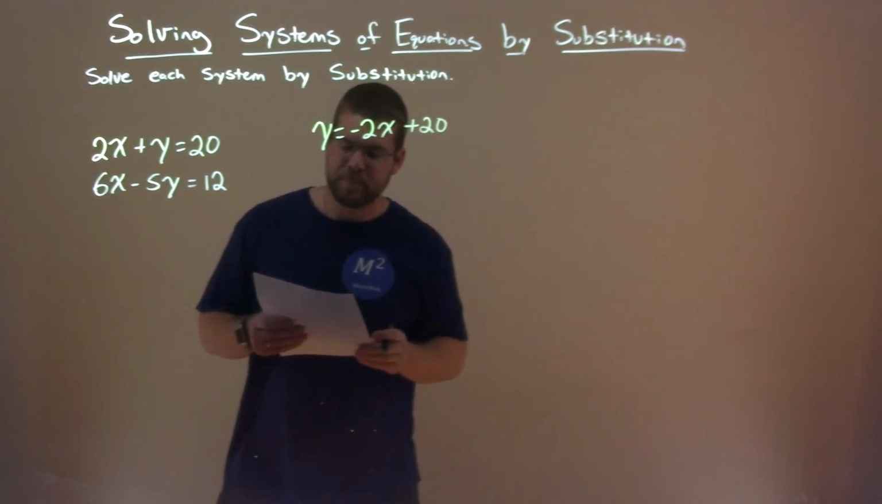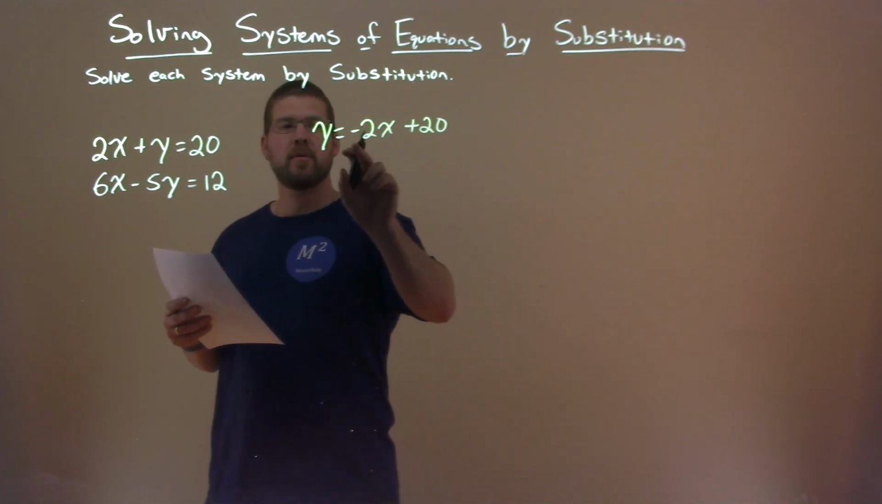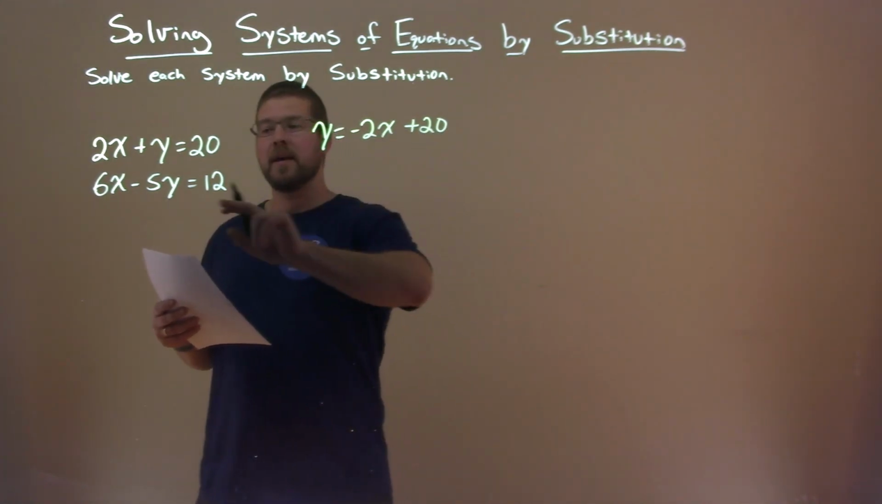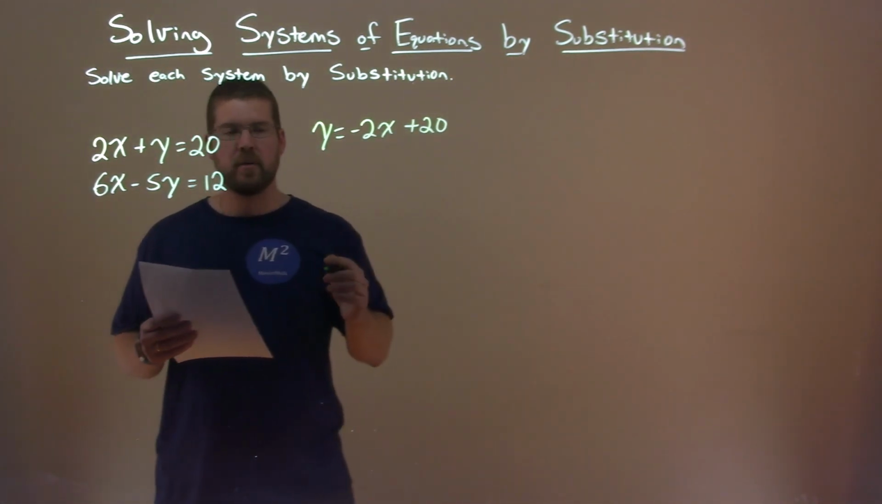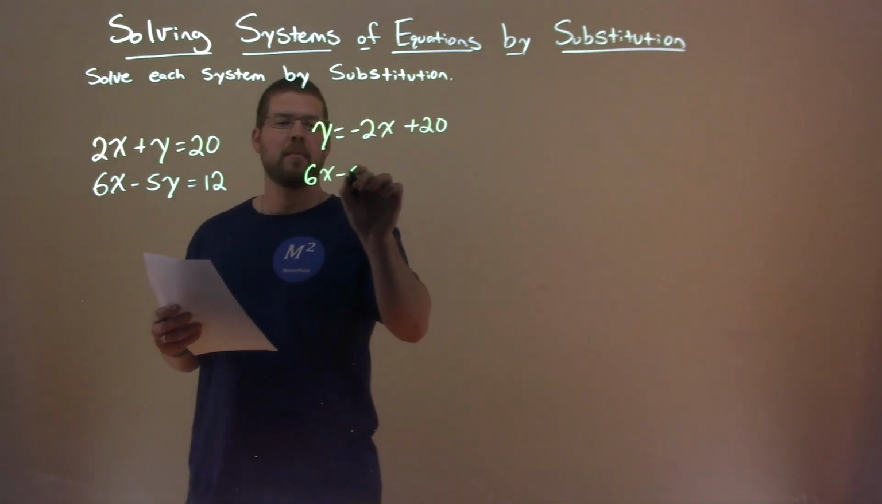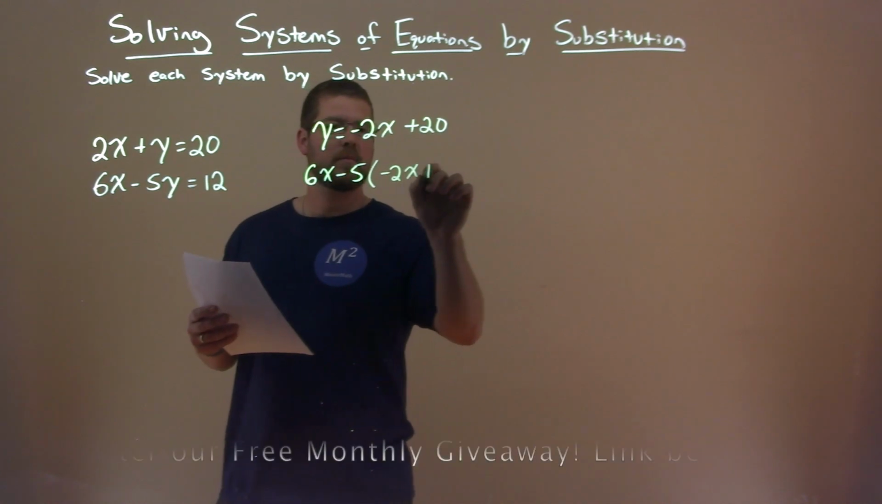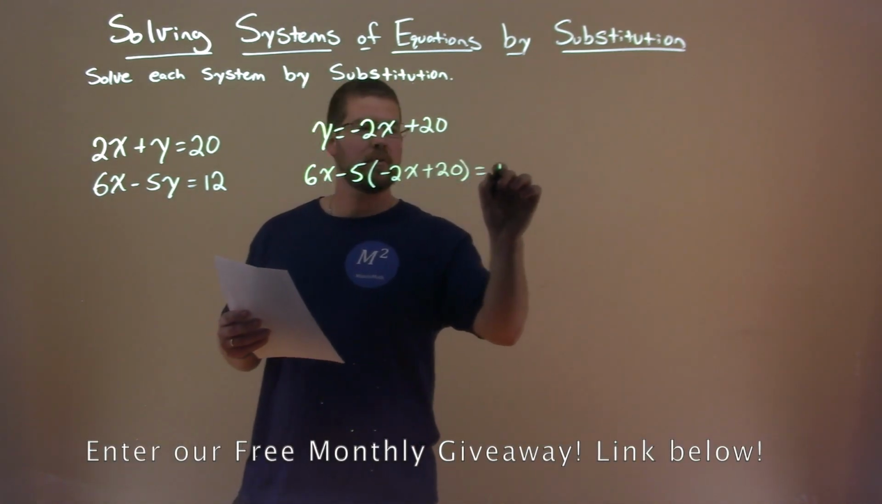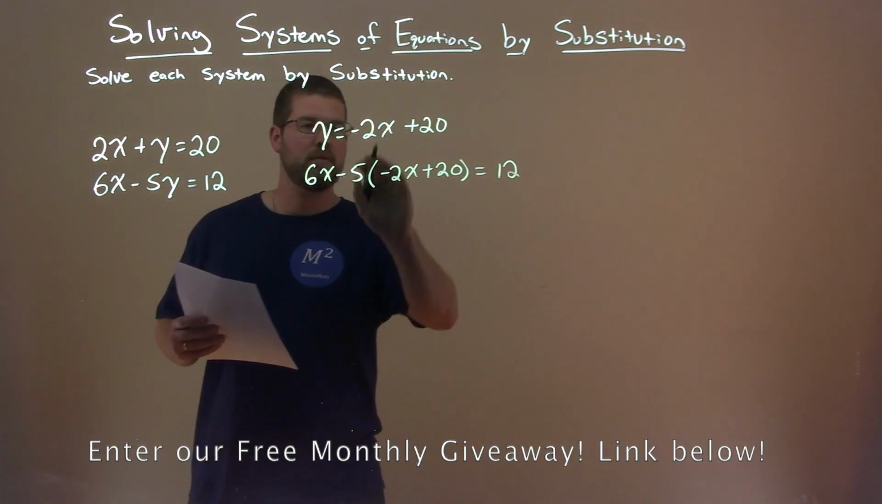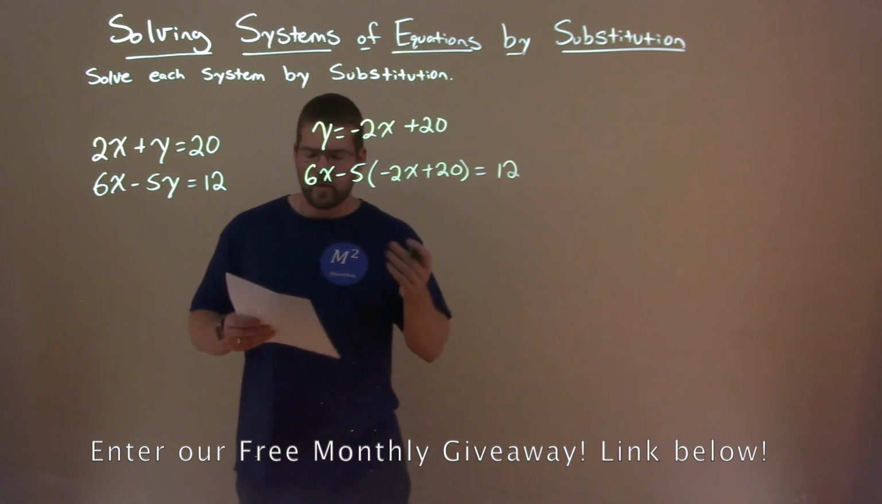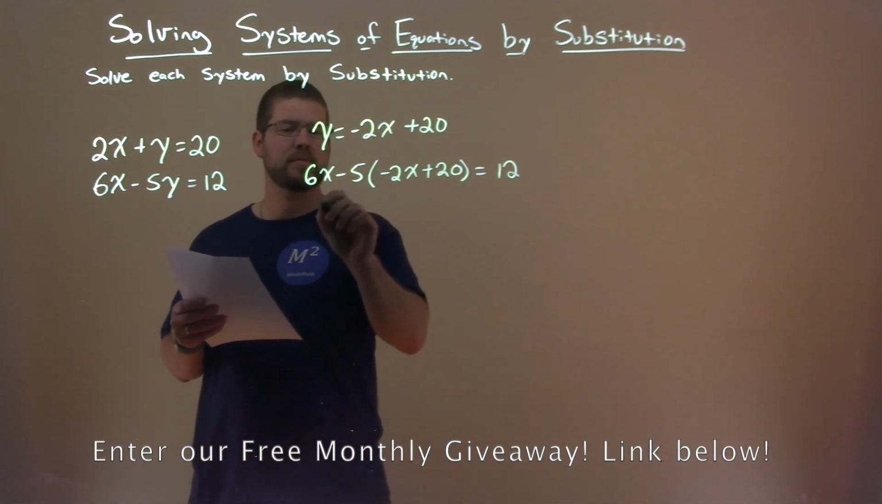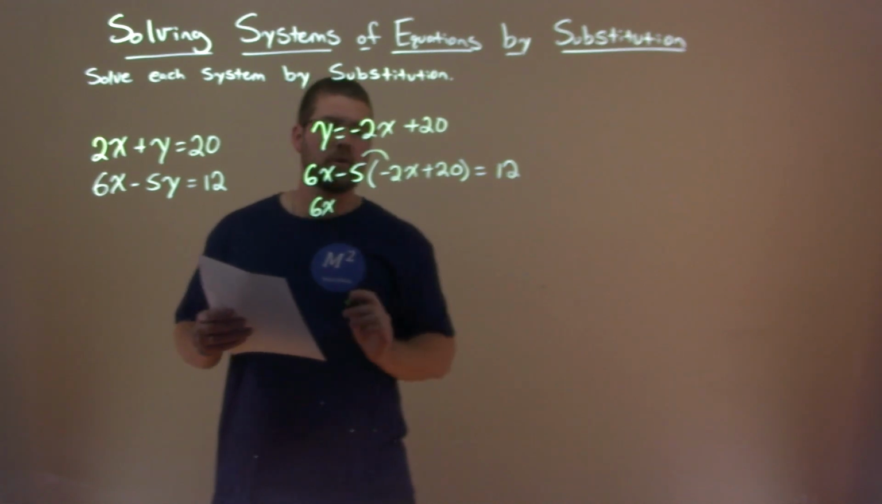Not too bad. We take that information, and we're going to plug the negative 2x plus 20 in for the y value in our second equation. 6x minus 5 times the y value, minus 2x plus 20, equals 12. So connect these two here. Well, now we want to solve for x. 6x comes down. Distribute the minus 5.